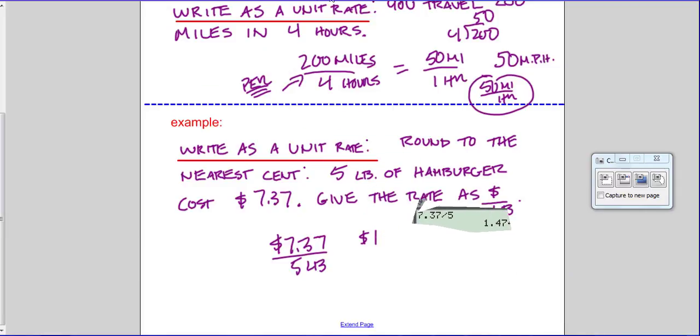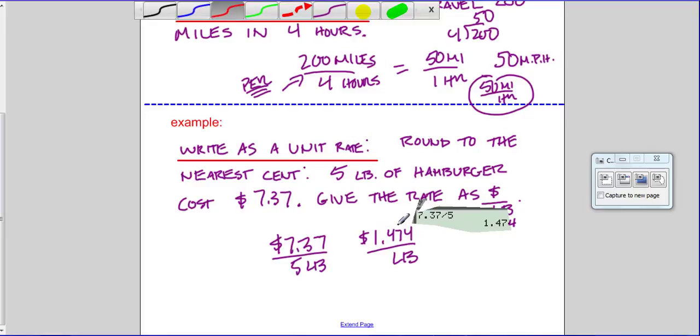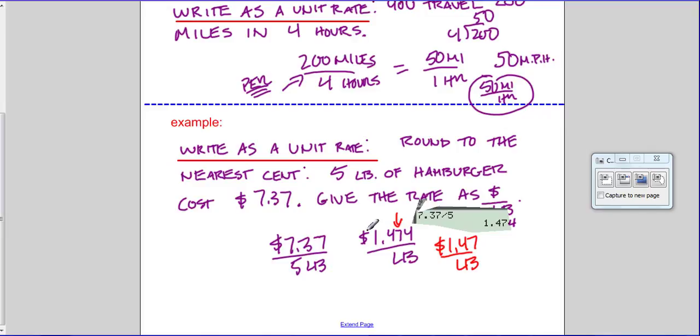Four didn't show up there. This should be 1474. So this is $1.474 per pound. That's the unit rate. Now money, American money, we express to the nearest cent. So that's a 4 behind that 7, so the 7 stays the same. So this is $1.47 per pound. And this is how you can do comparison shopping when you put things in terms of unit rates.